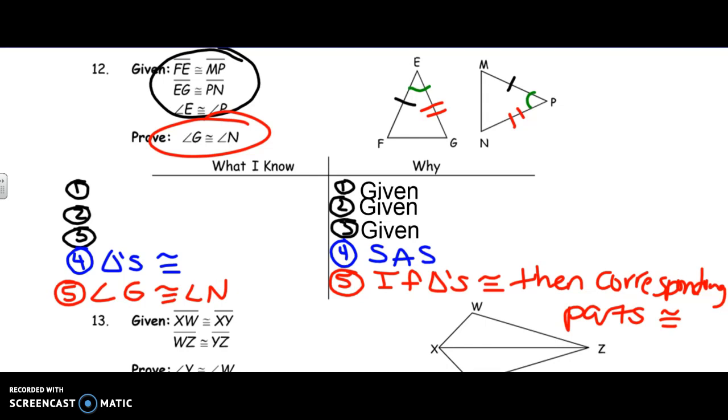All right, see how far you can get in problem number 13, and then start up the video when you're ready for that one. Try it on your own first. You got to practice.